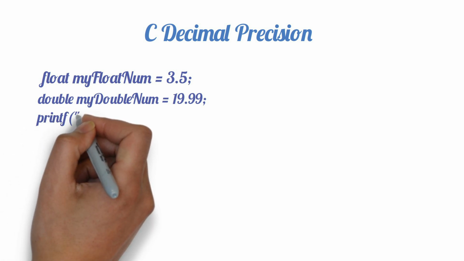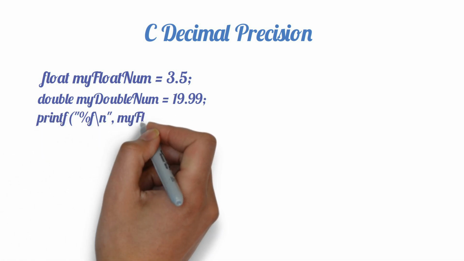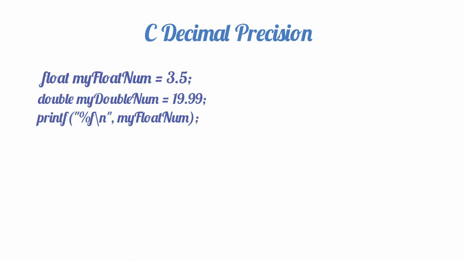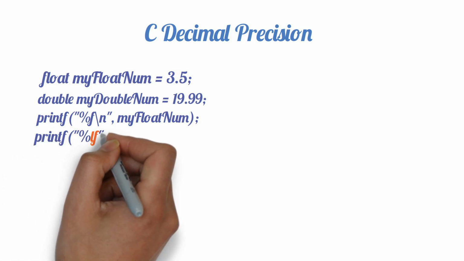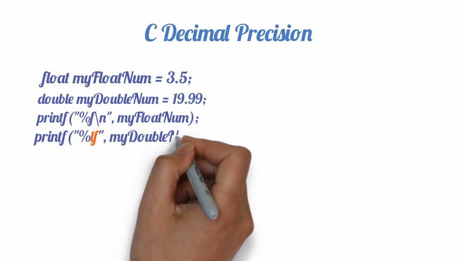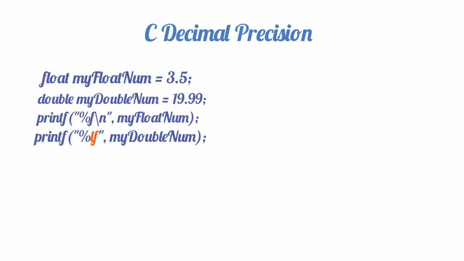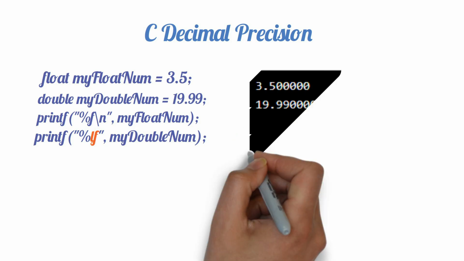Now I'll be printing my float value: printf, double quotes, %f \n, double quotes close, comma, my float num. Next, I'm printing my double value: printf statement, double inverted comma open, %lf. So for double we use %lf, comma, my double num. Specify the variable that you need to display. If I run this code, this will be the output.